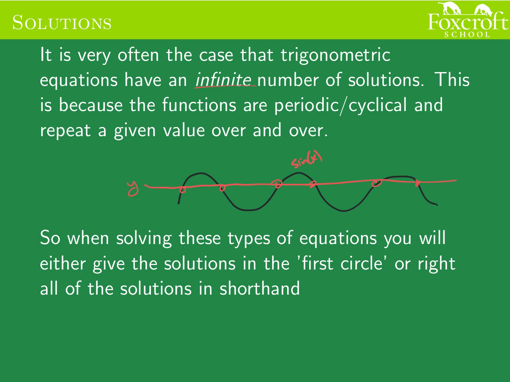There are two different ways you'll be asked to write your answers. Sometimes they'll ask you to write your answers in the first circle, which just means all the answers between 0 and 2 pi, that first circle before you start doing repetitions. The other one is to write all the solutions, and there'll be a little shorthand to do that, because obviously you can't list off an infinite number of solutions. So how are we going to do that?